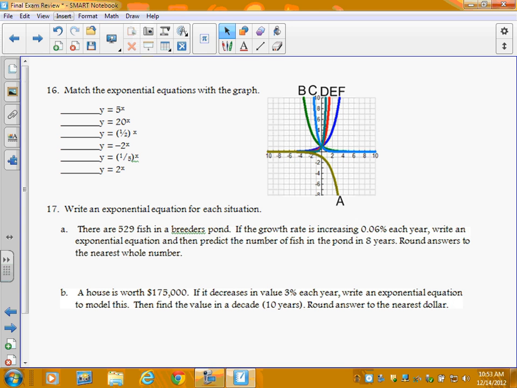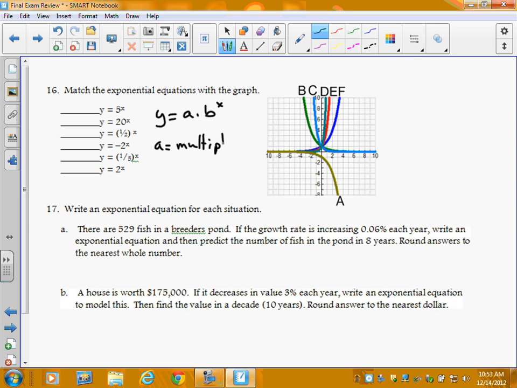Questions 16 and 17 deal with exponential equations. What we've got to do is match up, and so remember with the exponential equation, you've got y equals a times b to the x. A is called the multiplier. B is the base.